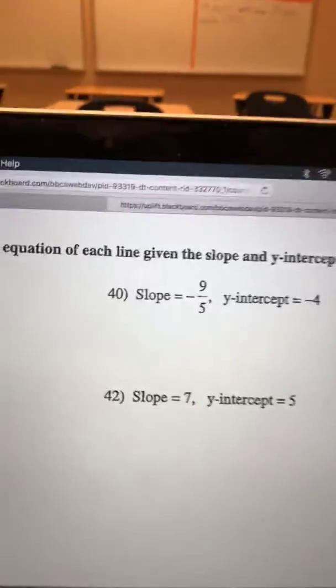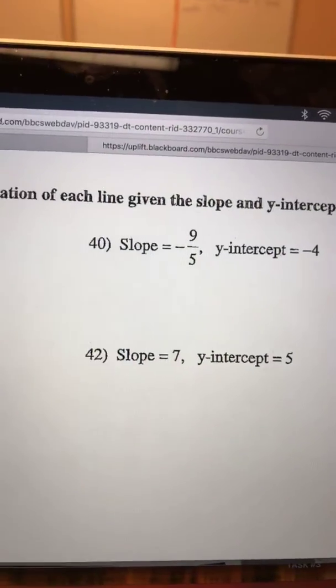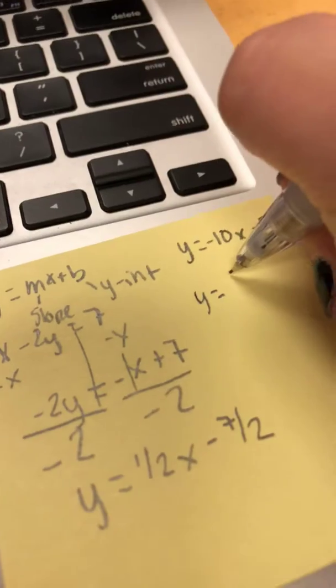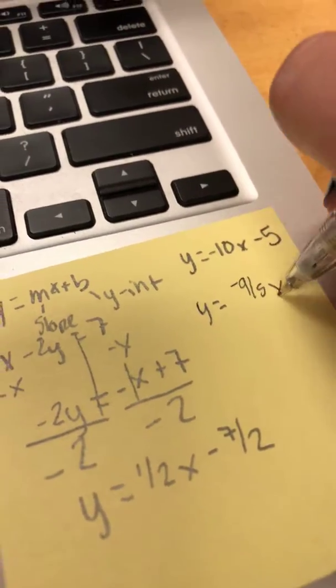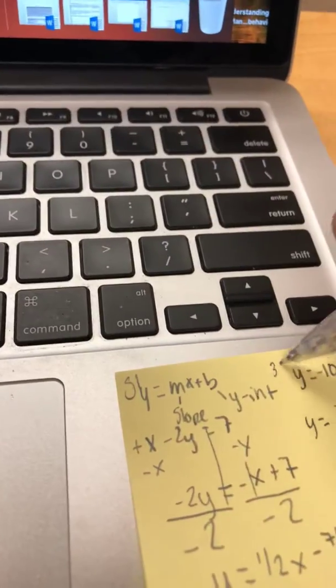Another example, we're going to move on to number 40, and then you can try it with a partner. Number 40 says my slope is negative 9/5. I always start with that y equals. My slope is negative 9/5 x. My y-intercept is negative 4, so that's what I put for my b. This one was 39. This one was 40.